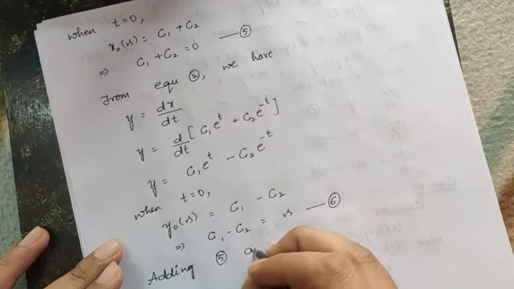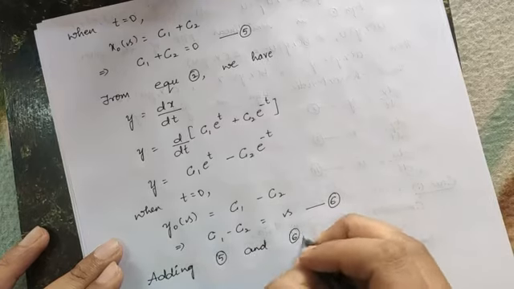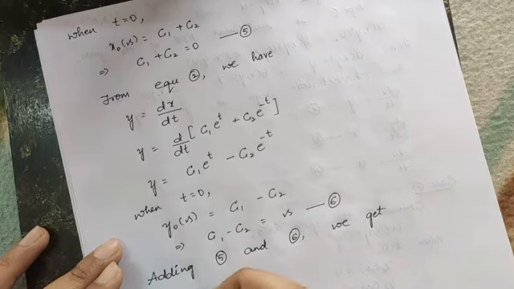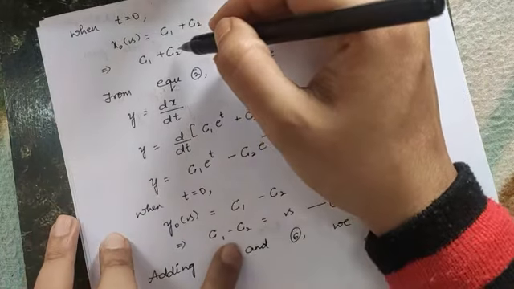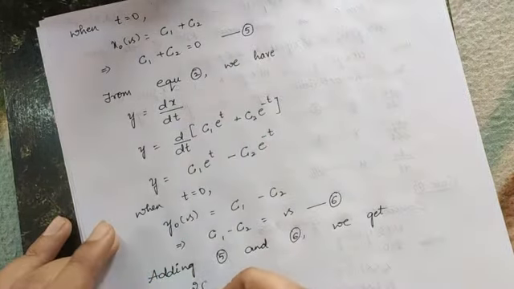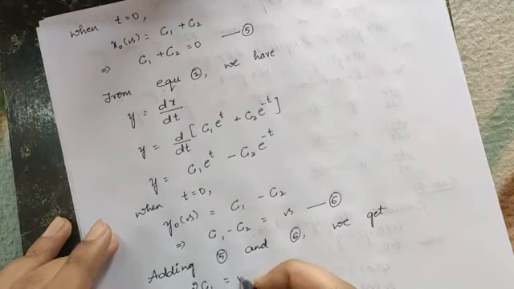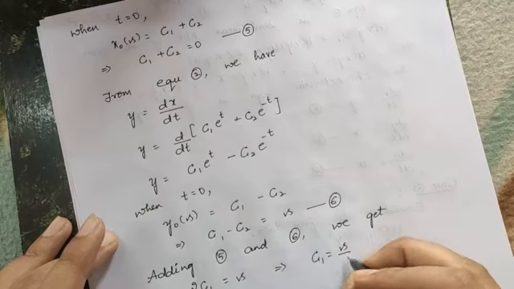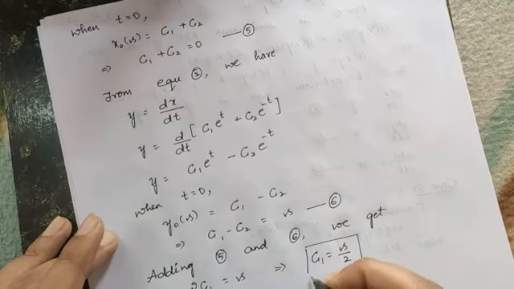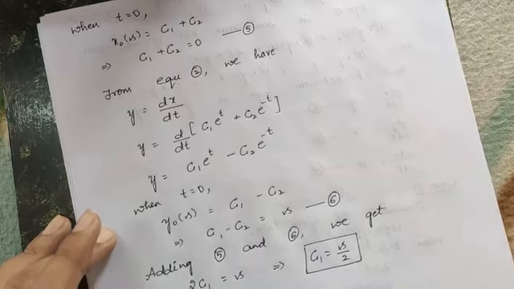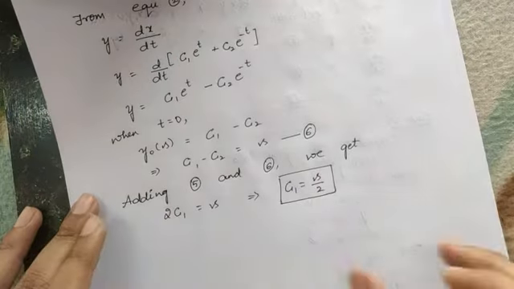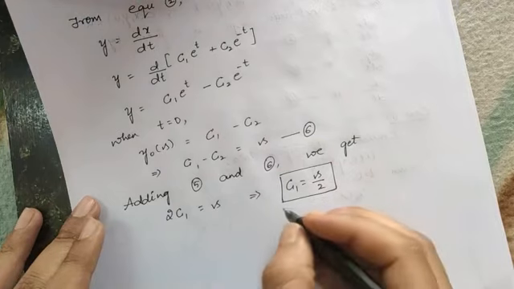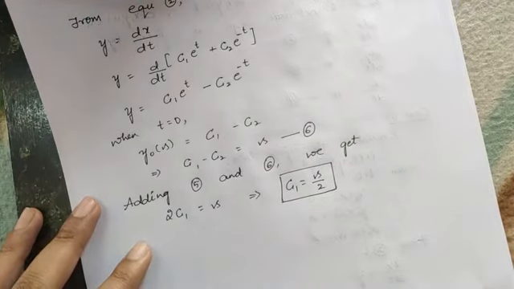Adding 5 and 6, c2 gets cancelled. You will get 2c1 is equal to s. So this becomes c1 is equal to s by 2, right? So if you substitute this value in any of your equation number 5 and 6, you will get the value of c2.